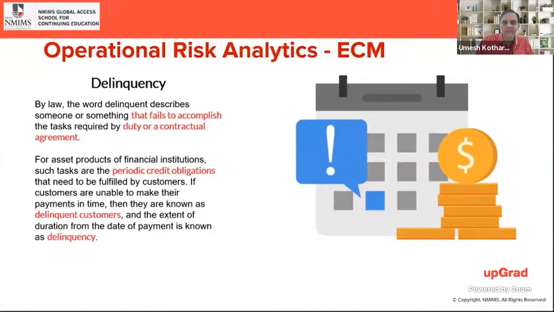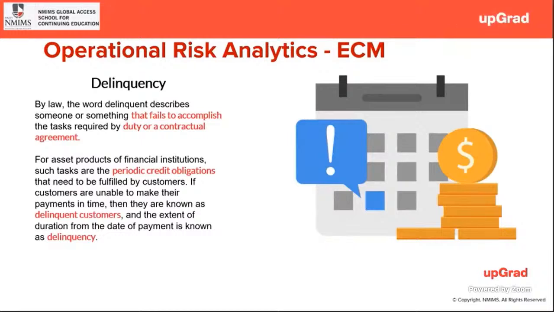Now, there is something that you also check with the existing customer management, and that's something called delinquency. What do we understand by delinquency? When is somebody delinquent? Anyone? What do we understand by delinquency? When a customer is unable to pay their dues within a stipulated time, within the due date, basically.